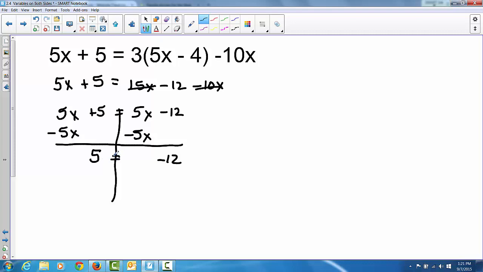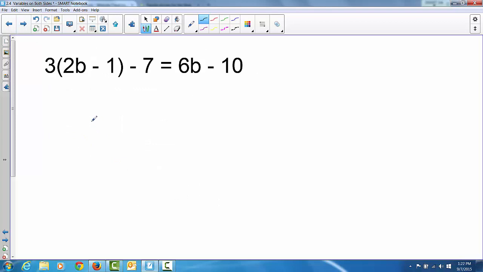So anytime you get it, this is a special situation whenever you're solving algebraic equations. Whenever you get a statement that is always false, like 5 equals negative 12, or 2 equals 3, or 0 equals 19, that means there is no solution to this problem. There is nothing that you could put in there that would give you a true statement. So this is a no solution answer.